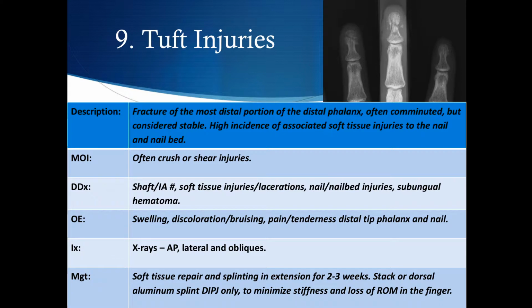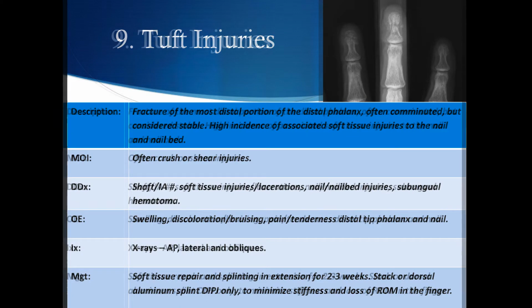On exam, you'll see swelling, discoloration, bruising, pain, and tenderness to the distal tip of the phalanx and nail. The usual X-rays of AP, lateral, and oblique are ordered to assess the degree of fracture and its stability. Management usually involves soft tissue repair of the nail bed and splinting in extension for 2 to 3 weeks. Use of stack or dorsal aluminum splints to immobilize the DIP joint only. This will minimize stiffness and loss of range of motion in the finger.